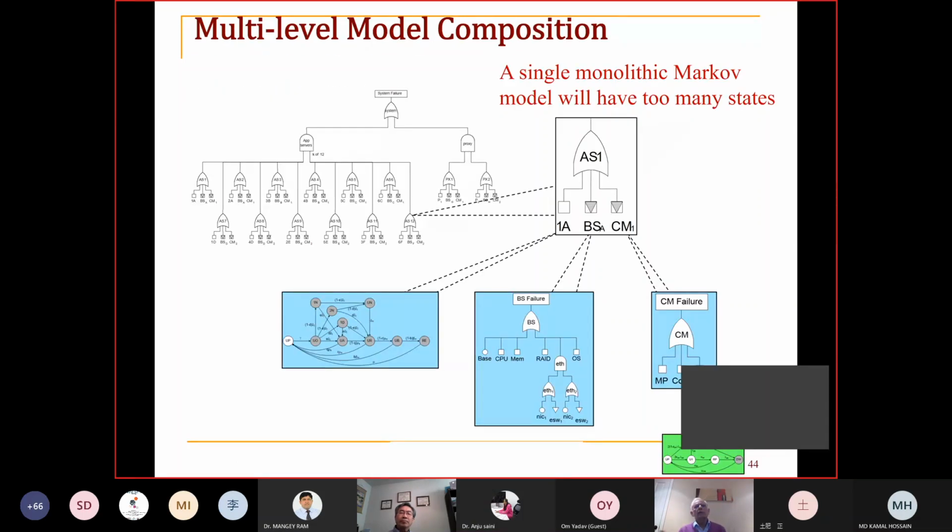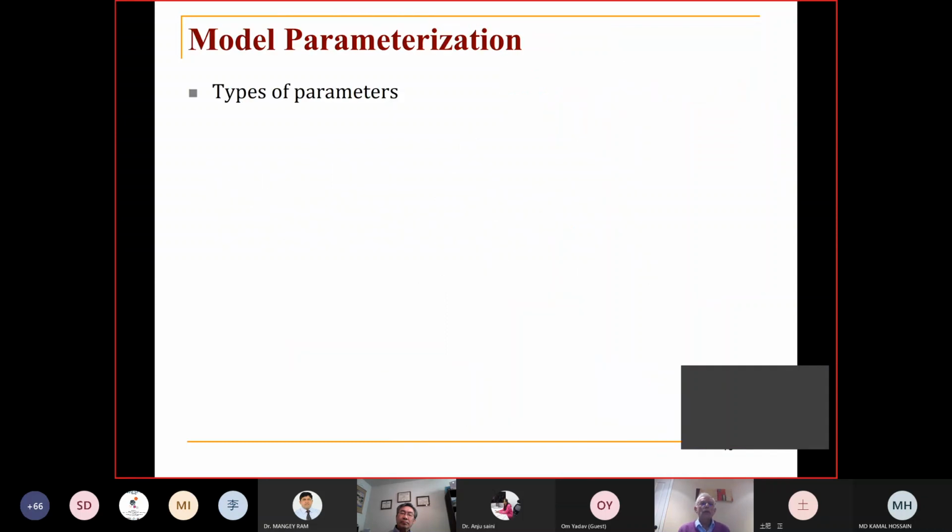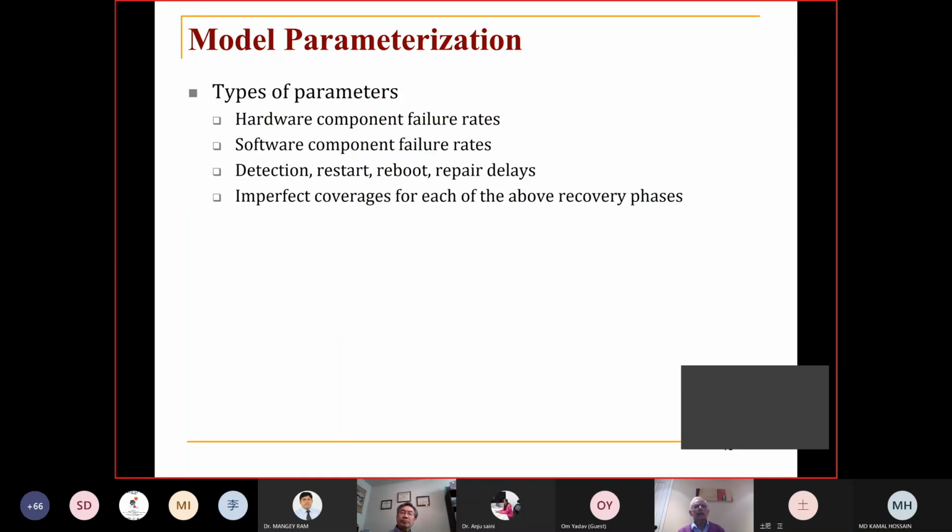So now after having developed the model, next you have to solve the model in order to tell the customer what the level of availability of the system is. So then we need parameters. I divided the parameters into 4 groups in this case. One is hardware component failure rates, or hardware component mean times to failure, then software component failure rates, and then delays that occur in detection of failures, restart, reboot, or repair. And then each stage of detection, restart, reboot, etc. has a possibility that it may not succeed.